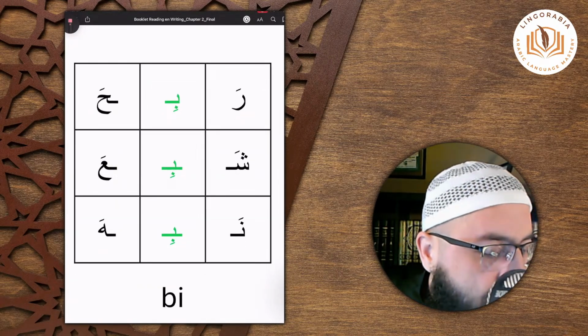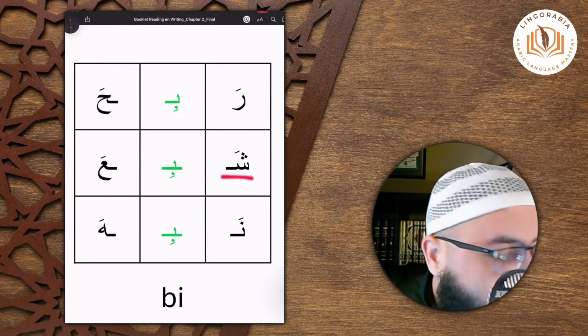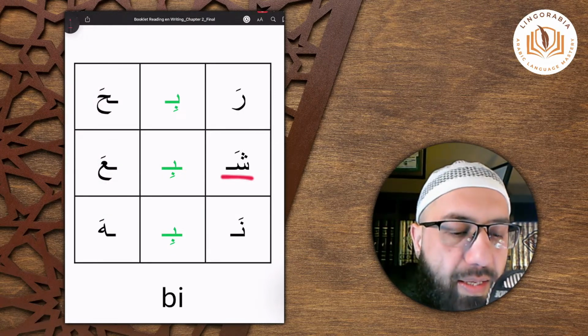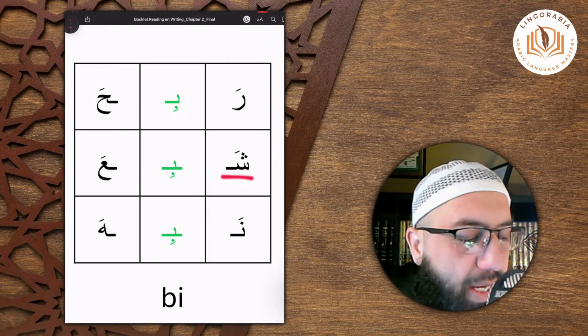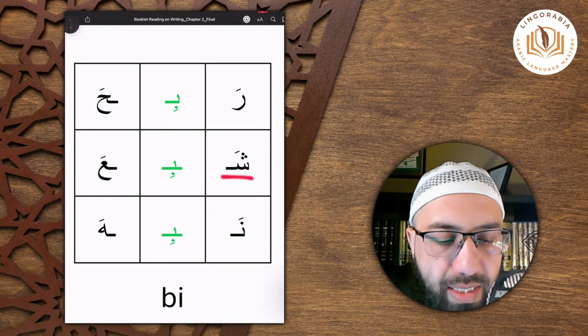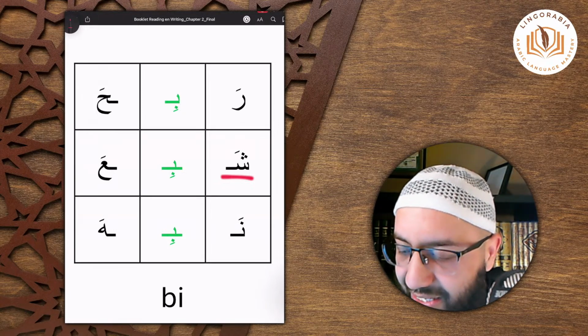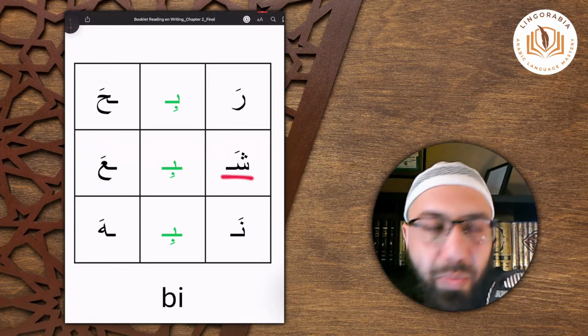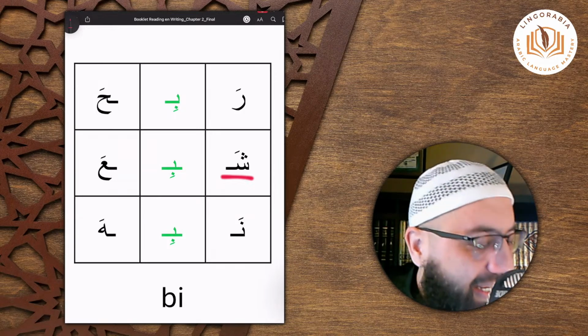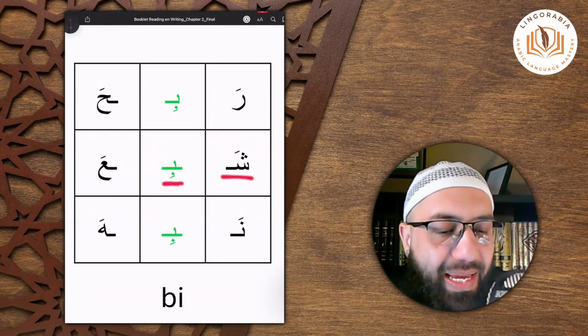Okay, guys, let's carry on to the next one. How do you pronounce this? Sha. Yes, sha. You're right. You pronounce it as sha. And then sha. And the second one.